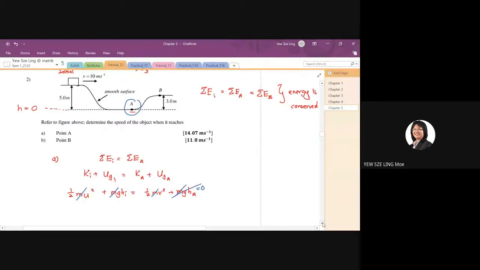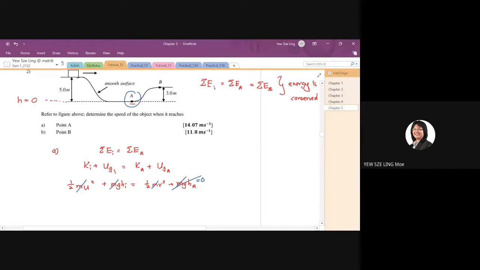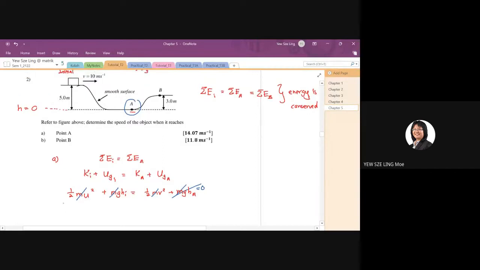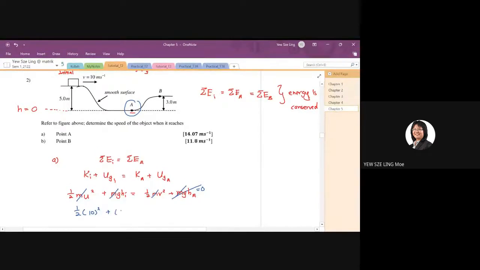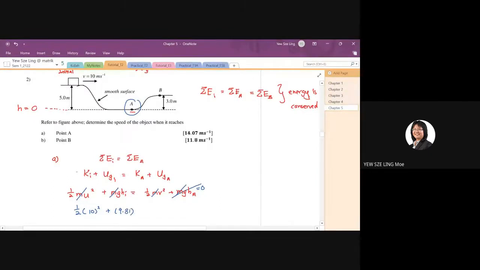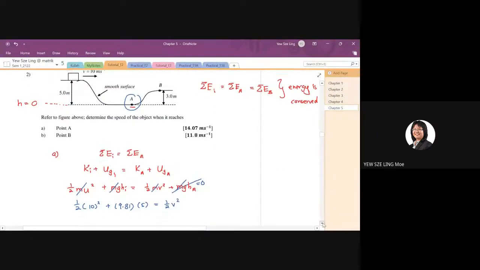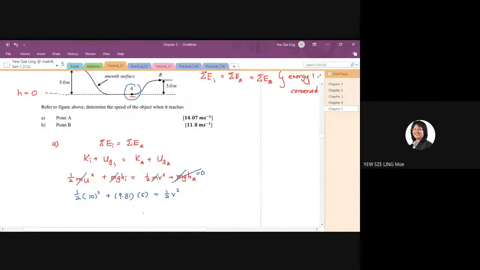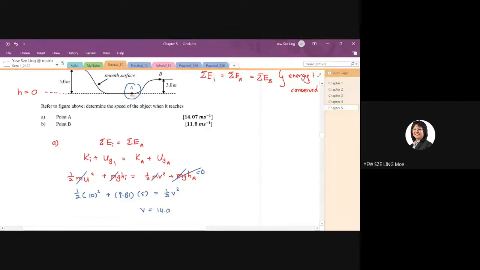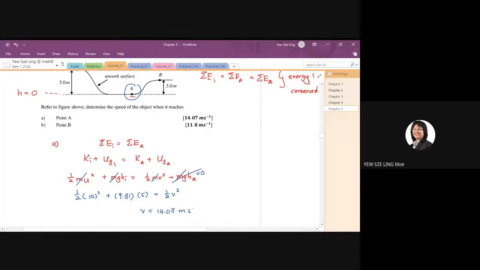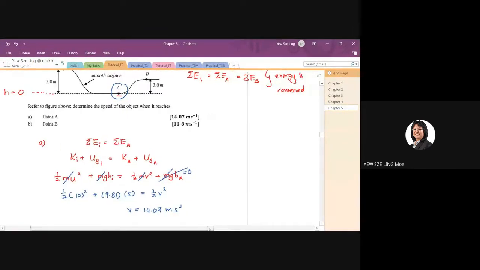So the remaining part in our question is, okay, 1 over 2, initial velocity given is 10. So 10 square plus 9.81 with the initial height of 5 meter equals to 1 over 2 v square. So rearrange the equations. v is equal to 14.07 m s negative 1.